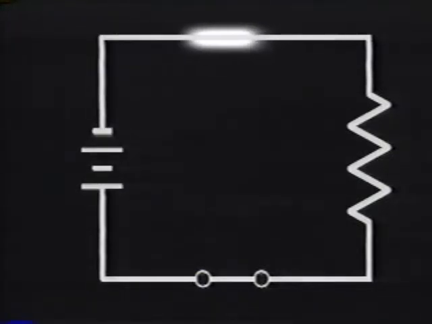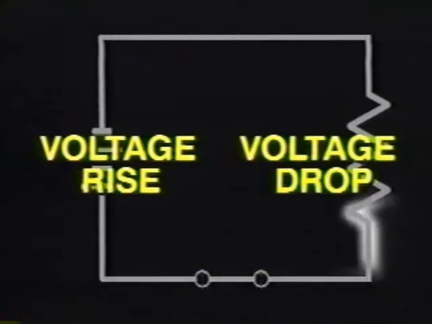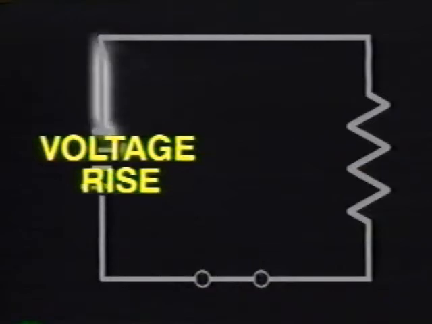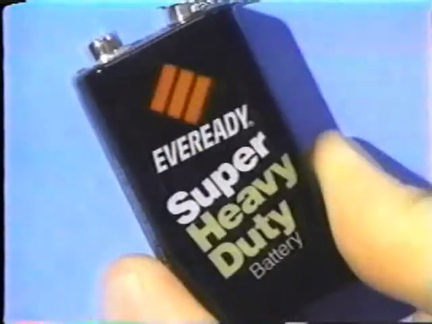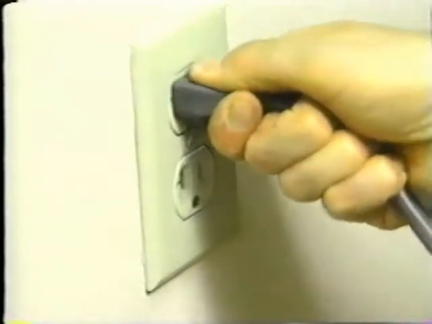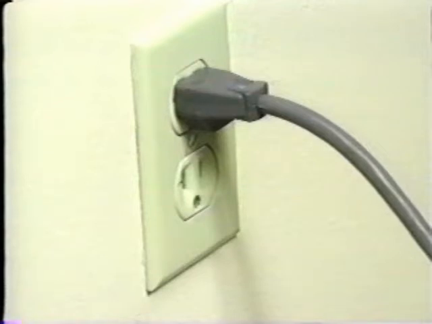In a series circuit, there is a voltage rise and a voltage drop. Voltage rise is the source of electromotive force for the circuit. This could be a power supply, a battery, or a wall outlet. These provide voltage rise. Voltage rise is present in a circuit whether current is flowing or not.